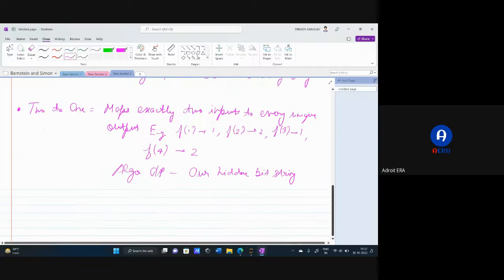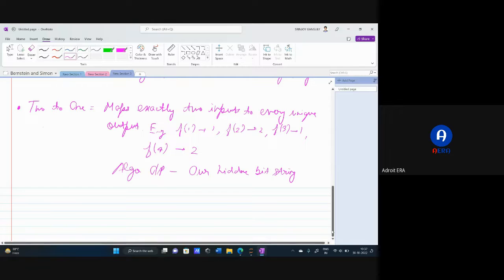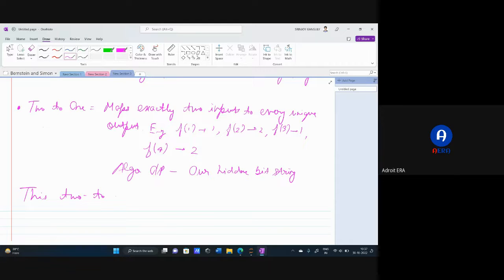So basically our hidden bit string belongs to the 2 to 1 case, and this algorithm will try to find whether it is a 1 to 1 or a 2 to 1 function. Now let us see. This 2 to 1 mapping is according to a hidden bit string.